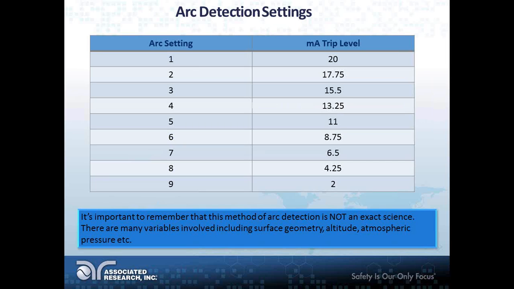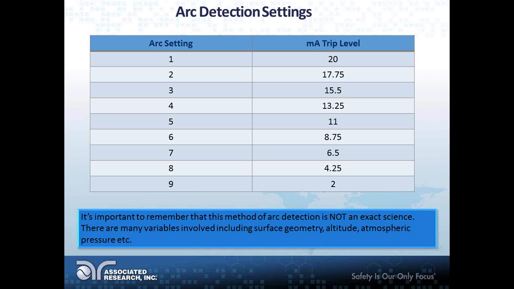So based on the user sensitivity level that you have available on most of our Hipot testers for arc detection, 1 being the highest, which corresponds to a 20 milliamp trip level, and 9 being the lowest, the most sensitive, at 2 milliamps.